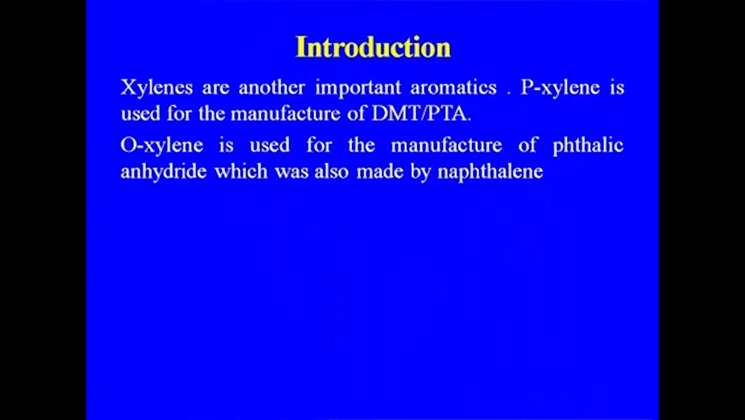Xylenes are another important aromatics. Paraxylene is used for the manufacture of DMT and terephthalic acid. Orthoxylene is used for the manufacture of phthalic anhydride, which finds wide application in the paint industry as a plasticizer. Earlier the route was through naphthalene, but now all the phthalic anhydride is being produced from orthoxylene, because orthoxylene is one of the major byproducts we get while making paraxylene.